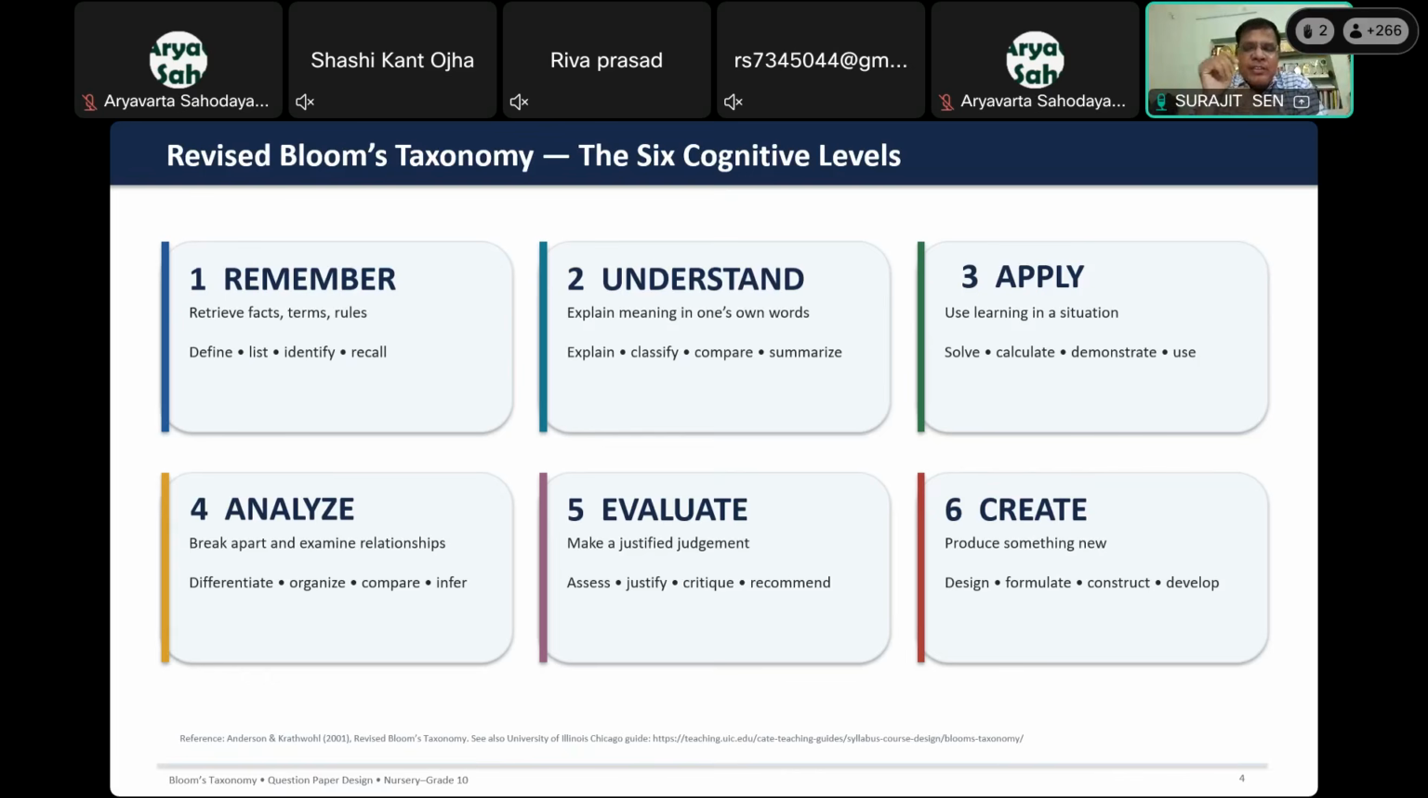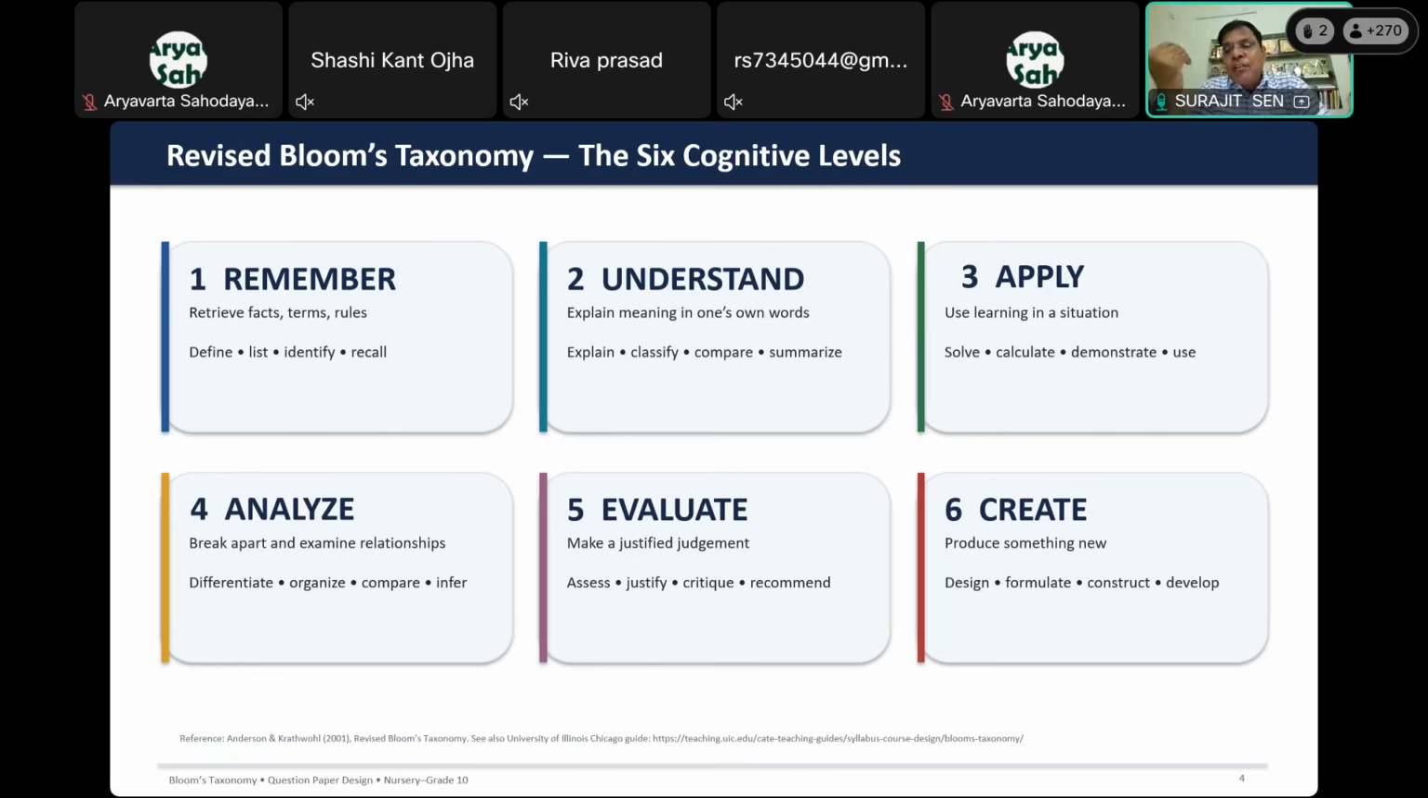Next comes evaluate, to make justified judgments. The students have understood, they have learned, they have analyzed and applied. Now they will try to evaluate, to remove the unnecessary material from the learning material. The junk, the weeds, should be removed. In that case, we will ask them questions like assess, justify your statement, or give a critical appreciation of this, and so on. That is the part that is going to evaluate.